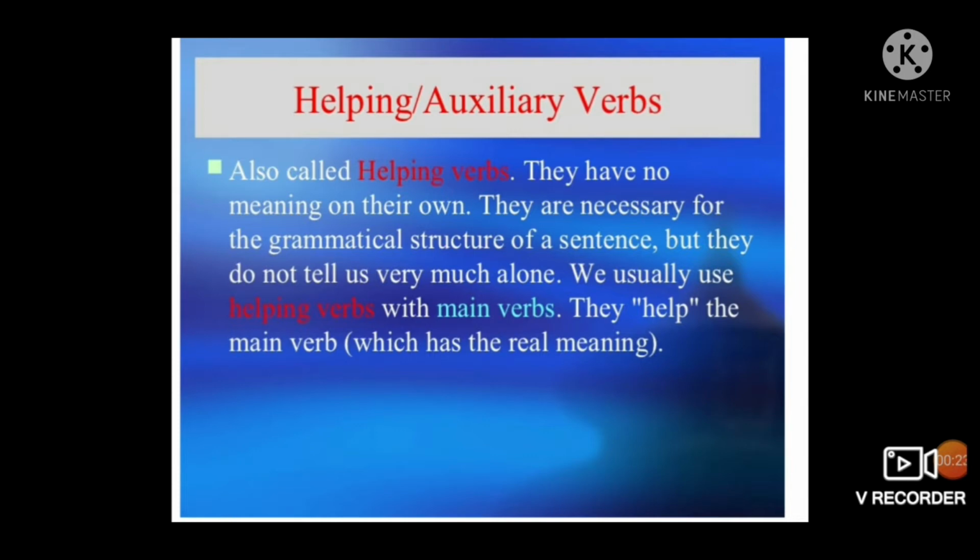They have no meaning on their own. They are necessary for the grammatical structure of a sentence, but they do not tell us very much alone. We usually use helping verbs with the main verb. They help the main verb, which has the real meaning. So really, these auxiliary verbs cannot stand alone. They always come with the main verb.